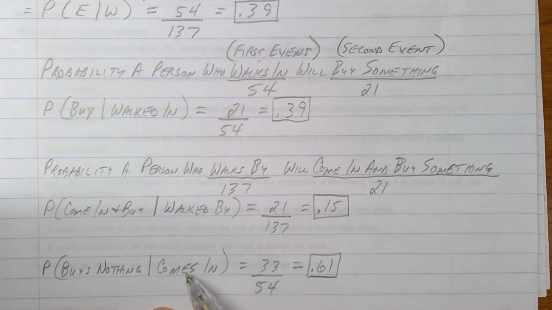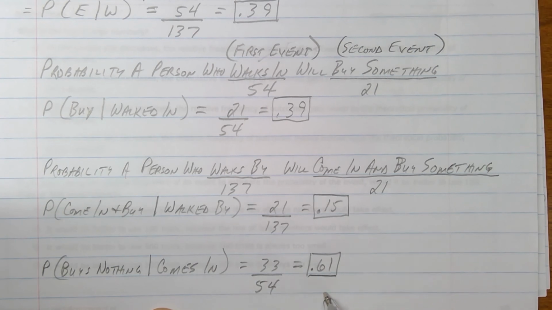So given that they first came in the store, that's 54 people came in the store, how many of those 54 bought nothing? 33 bought nothing. 33 out of 54, that's 61%. So of the people who come in the store, 61% won't buy anything, all right? That's 61 out of 100. Out of every 100 people that come in the store, 61 will not buy something.